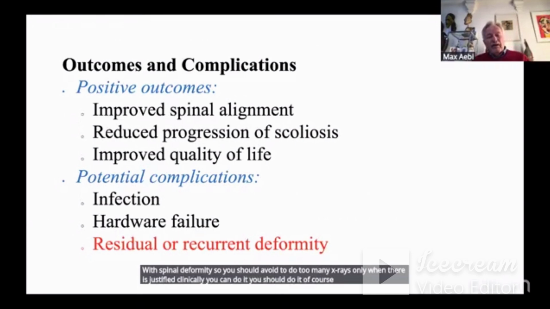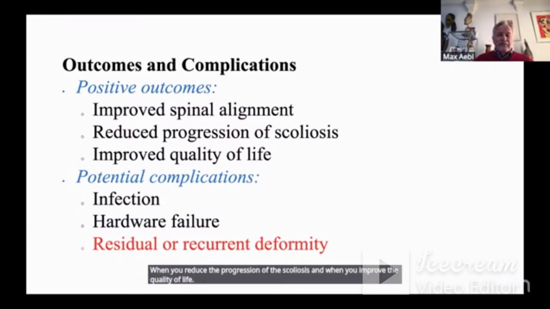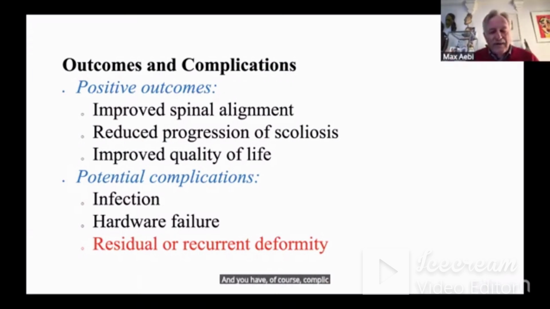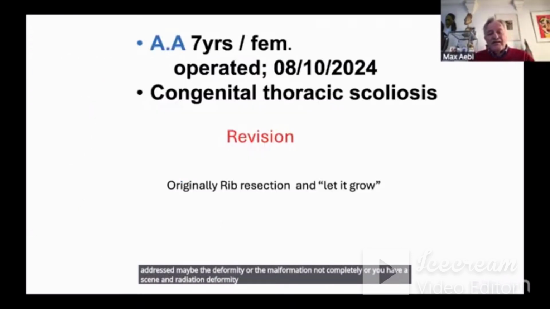If you talk about outcome, a positive outcome is when you improve the spinal alignment, when you reduce the progression of the scoliosis, and when you improve quality of life. And you have, of course, complications, as we mentioned before. And one of the major problems is certainly a residual or recurrent deformity, because you have maybe not addressed the deformity or the malformation completely, or you have overlooked a deformity. So this is usually the major issue.